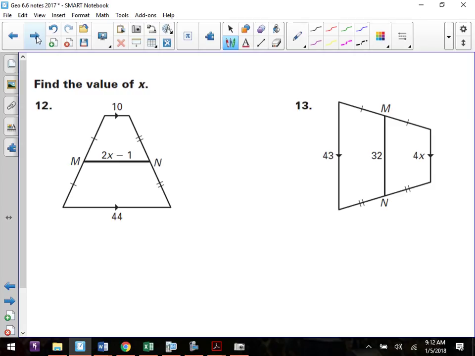Do some more problems real quick. More algebra, please.